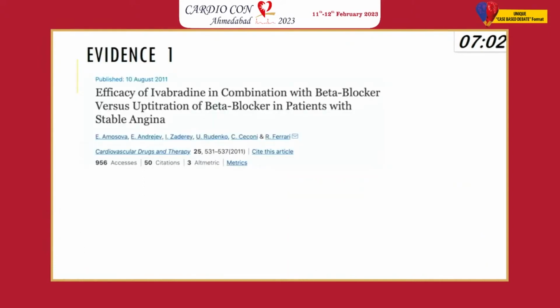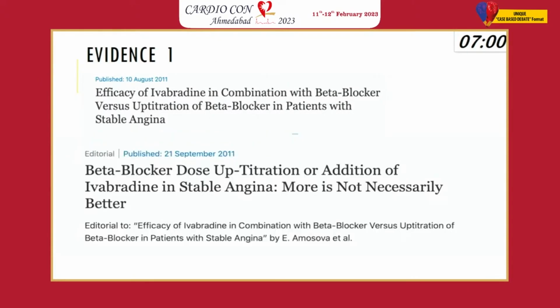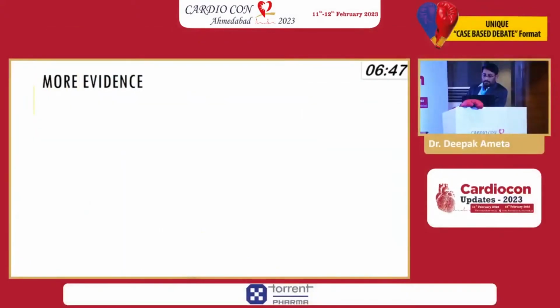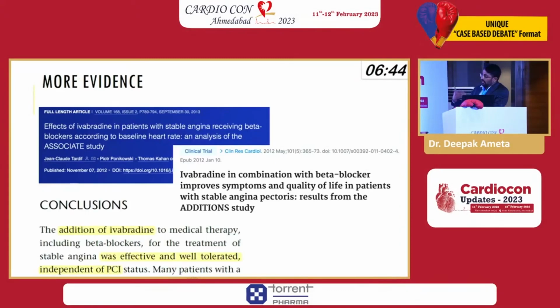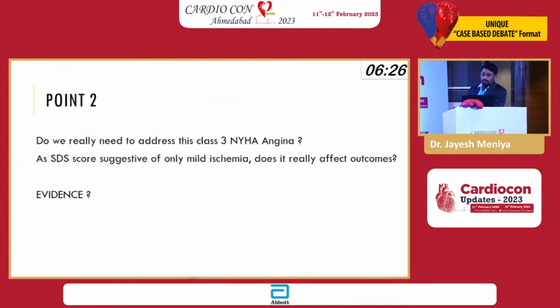Other studies show that adding ivabradine to a beta blocker is more beneficial compared to up titration of the beta blocker. So more is not always better compared to adding to the therapy. These are the other 2 studies: in one, ivabradine was added to atenolol 50 milligram, and in the ASSOCIATE study also with beta blocker irrespective of PCI. Addition of ivabradine to the beta blocker is more beneficial compared to up titration of the beta blocker.